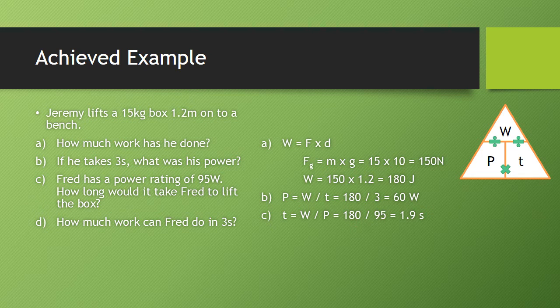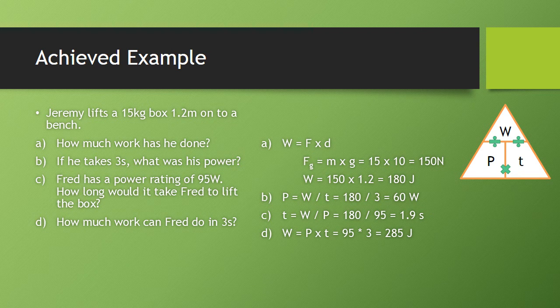Well, we're going to use our work equation. Work equals force times distance. But we haven't actually been given a force. There's nothing there in newtons. But we know the object's mass, so if we multiply that by the strength of gravity, we get 150 newtons, its weight force. We can then substitute that value into the work equation, multiply by the vertical distance 1.2 meters, to give us 180 joules of work.